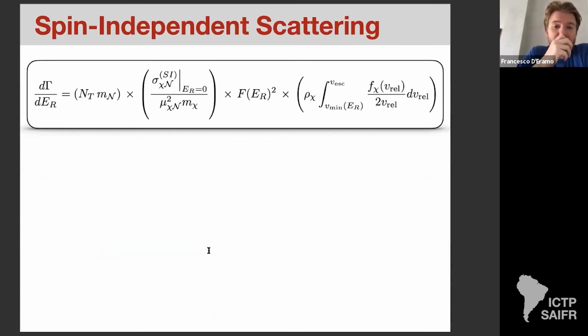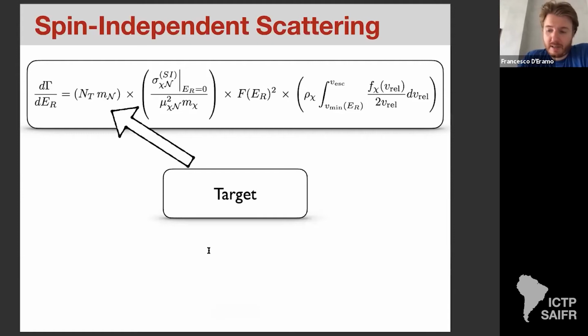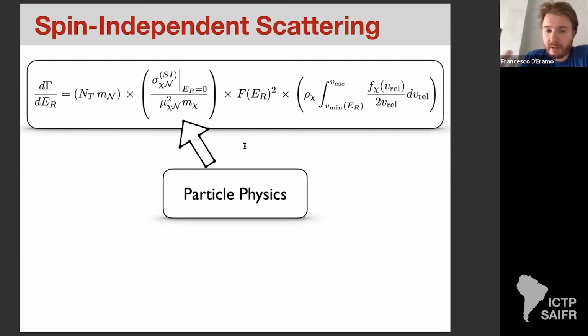So now I rewrite the rate for the spin-independent case, again, in a form that is factorized. And again, as we saw for the indirect detection case, there is a coefficient that depends only on the target: the mass of the nucleus times the number of nuclei in the target, because the more you have, of course, the more likely it is that you eventually get a scattering. Then there is the so-called particle physics factor, which depends on the dark matter model you have in mind through the mass and the cross-section. The mass, there is also the reduced mass with the nucleus, so you have to account for that as well.